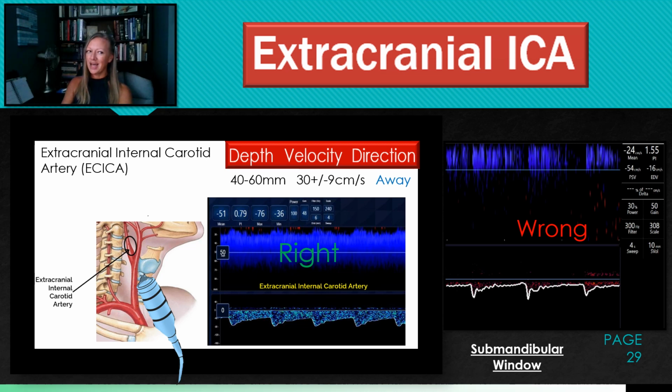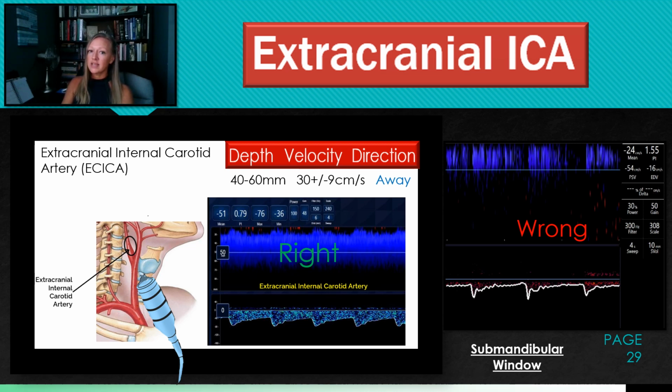Next, we will locate the submandibular window. So when we are doing patients for vasospasm, we need to obtain a Lindegaard ratio. That Lindegaard ratio is used to determine true vasospasm versus hyperdynamic flow secondary to the treatment that subarachnoid hemorrhage patients receive. So here is what you will look for when you're trying to locate your extracranial internal carotid artery.